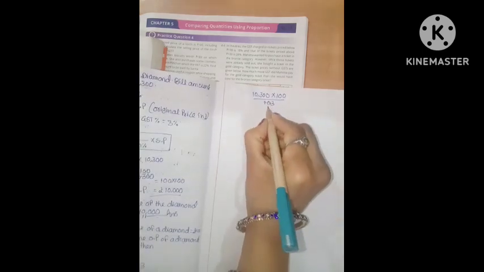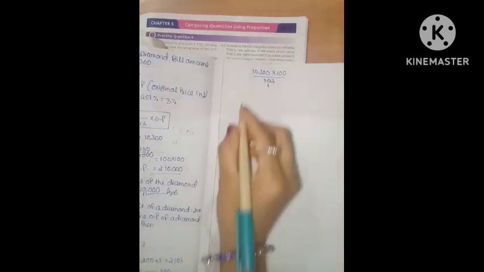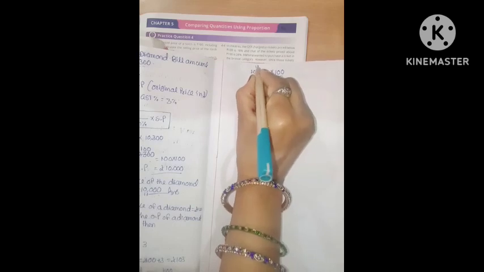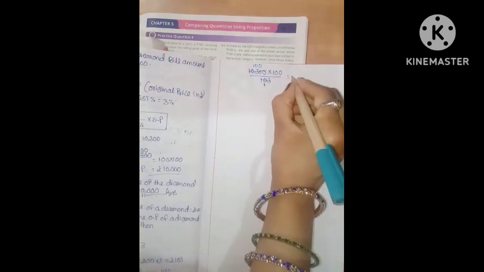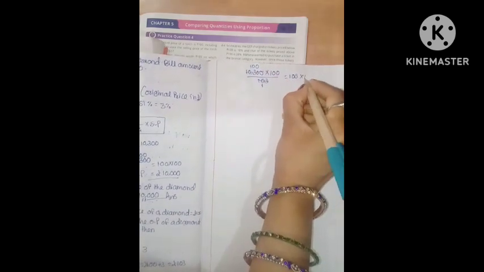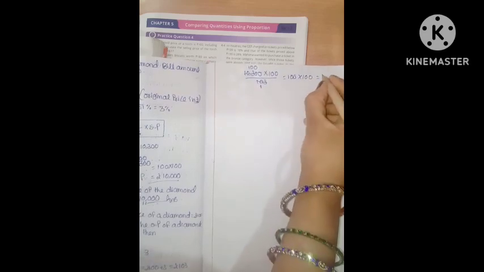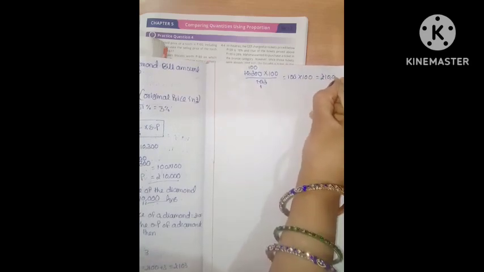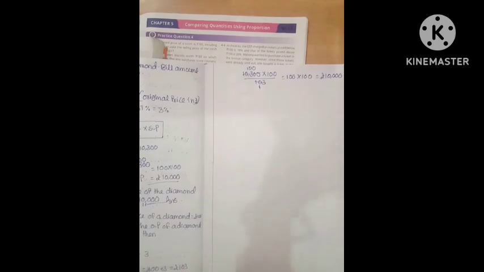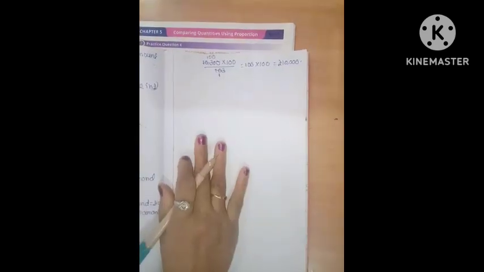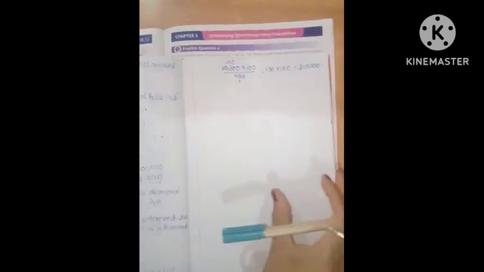10,300 × 100/103. Simplify this: 103 cancels with 103, and 100 remains. So 100 × 100, we will get 10,000 rupees. Okay. Are you clear, Gagan sir, neatly?